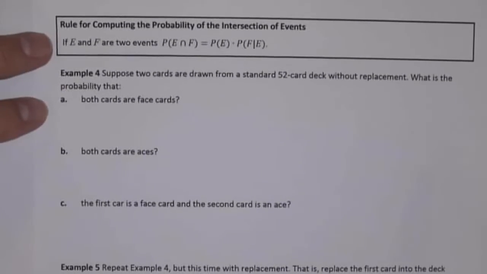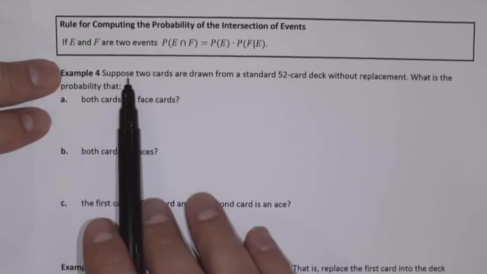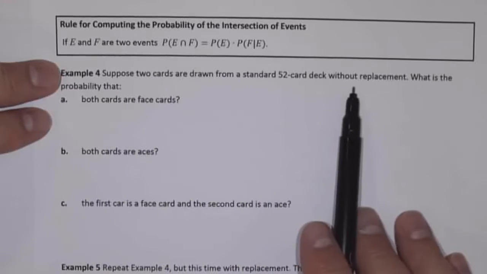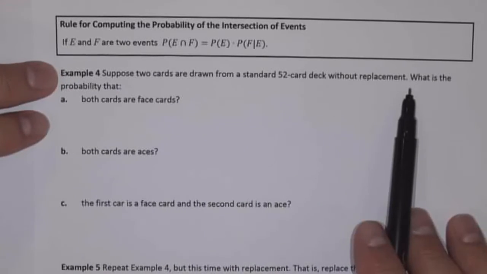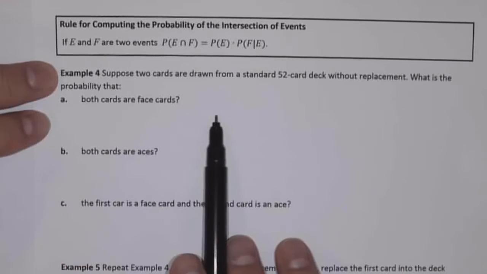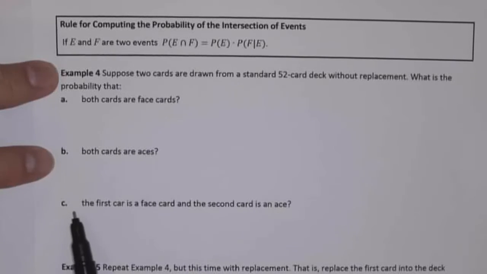So how do we use this? Well, take a look at example 4. Suppose 2 cards are drawn from a standard 52 card deck without replacement. What is the probability that A, both cards are face cards, B, both cards are aces, C, the first card is a face card, and the second card is an ace.